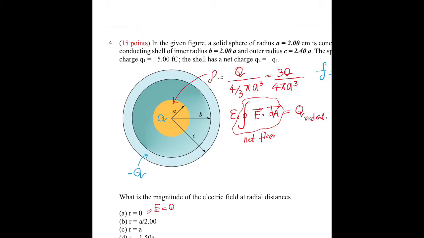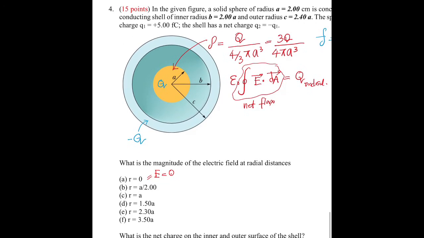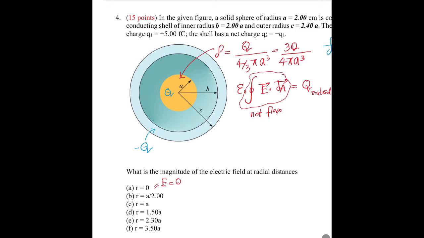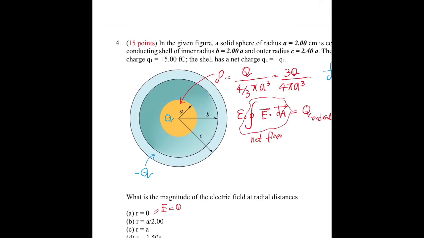Now let's consider the second situation, B. We need to find the electric field when r equals a by 2. So this is a, and a by 2 is somewhere here. So I'm going to find the electric field there. You can consider a spherical Gaussian surface. The radius of this Gaussian surface is a by 2. The center of the Gaussian surface and the center of this sphere coincide.